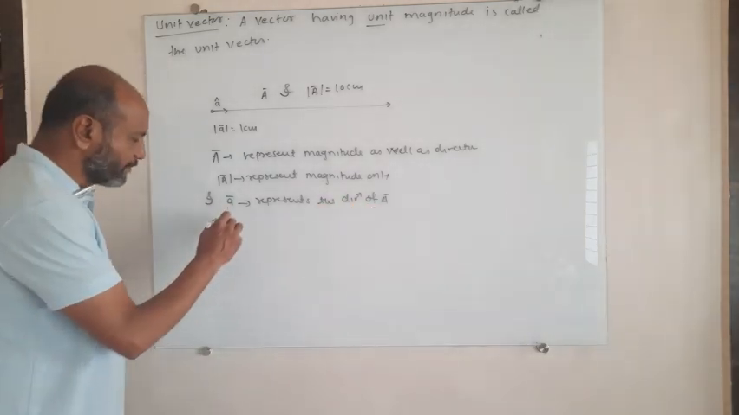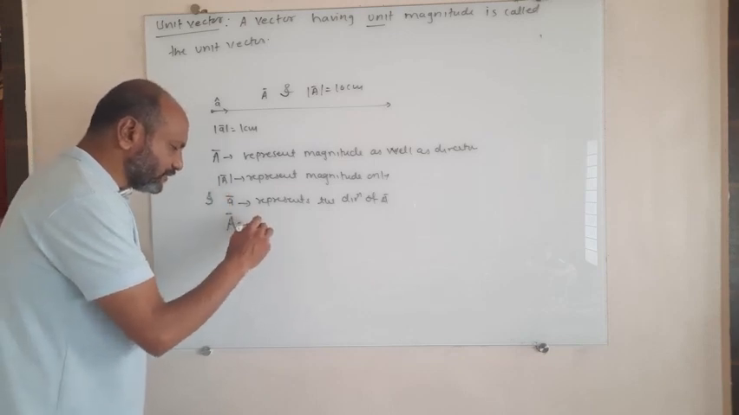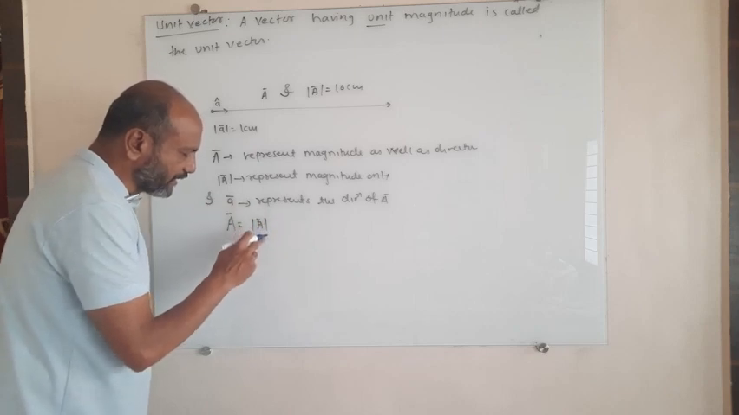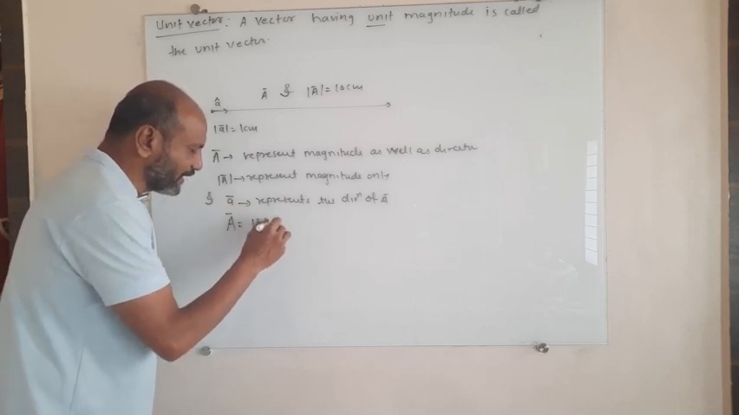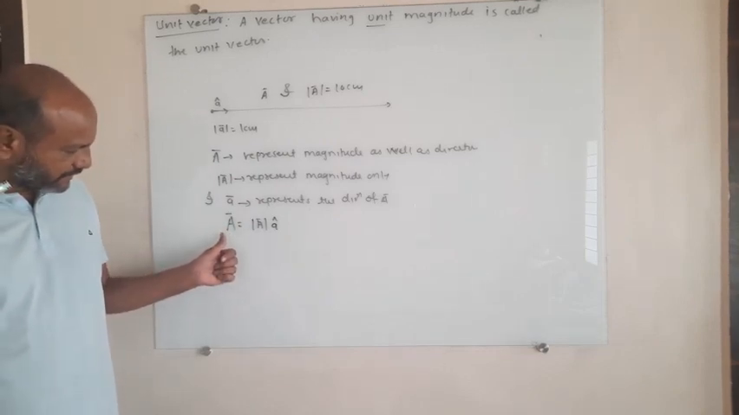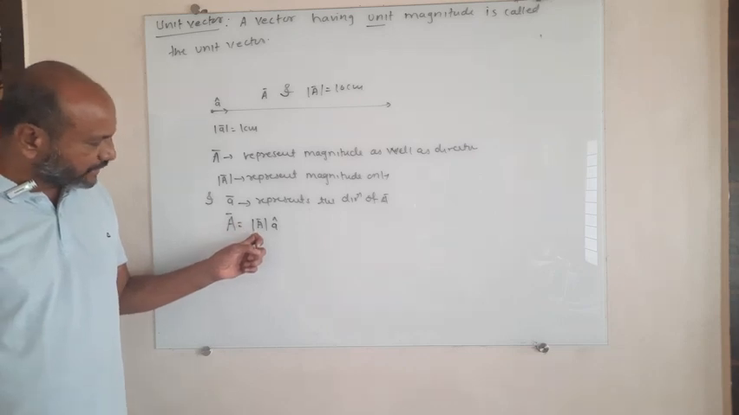And how to write A bar? This A bar represents magnitude as well as direction. Mod of A bar represents only magnitude, and whose direction is represented by A cap, so we multiply the magnitude by a unit vector A cap.